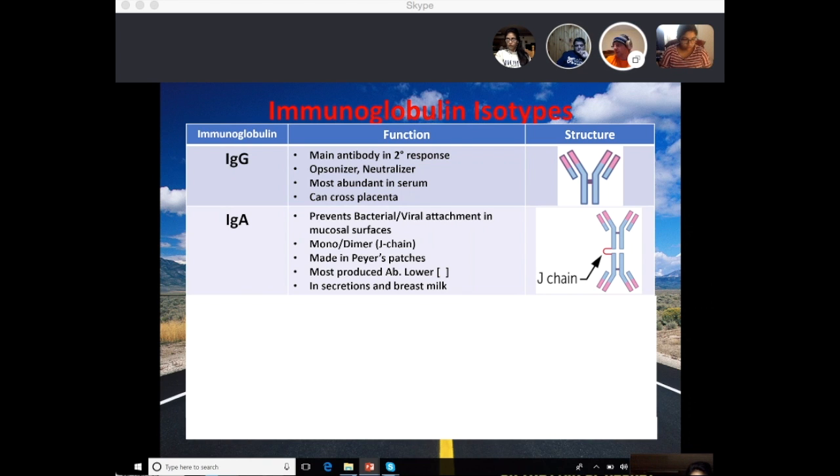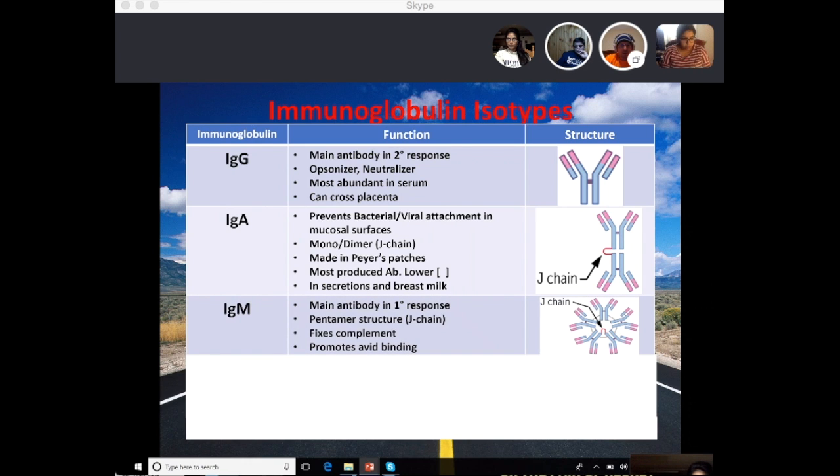It's found on the surface of B cells. So it is in a primary response, it's the first guy that gets there. Pentamer structure, and it has a J chain also. So you just remember J chain if there's any kind of non-monomer structure.